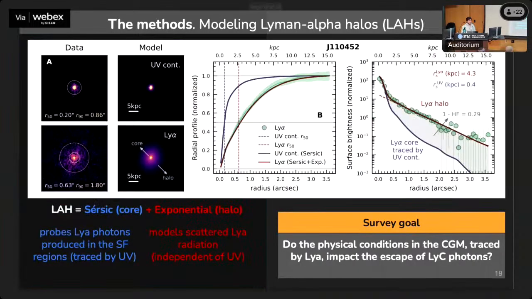represented here with the empty symbols. We wanted to build on this, and we modeled the Lyman alpha halos using a two-component approach. The first component, or the core component, is a Sérsic profile, modeling the Lyman alpha photons that are escaping directly from the star-forming regions. And then we have an exponential component modeling the halo, and these are the photons that came from the scattered Lyman alpha within the HI reservoir. So thanks to this two-component modeling, we have access to the real size of the halos, as well as some other properties, as I will show now.